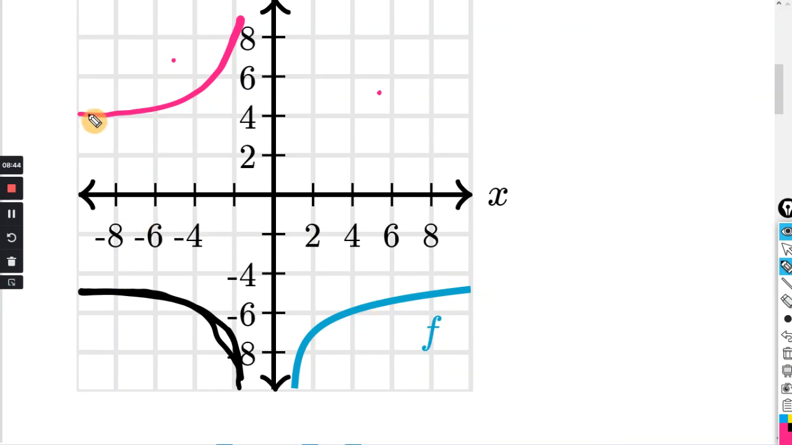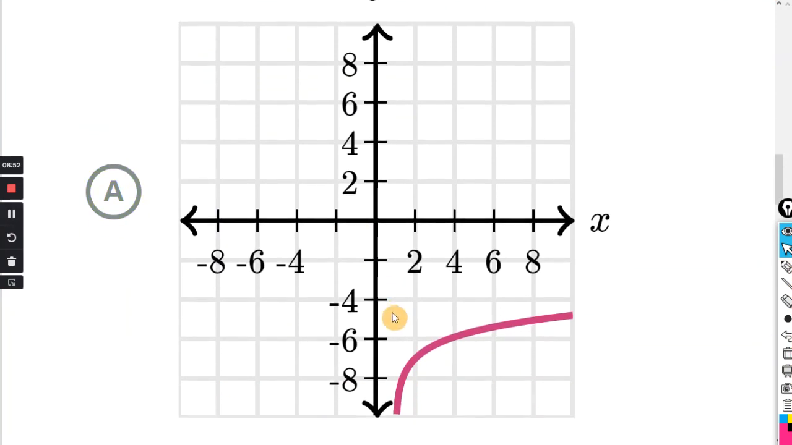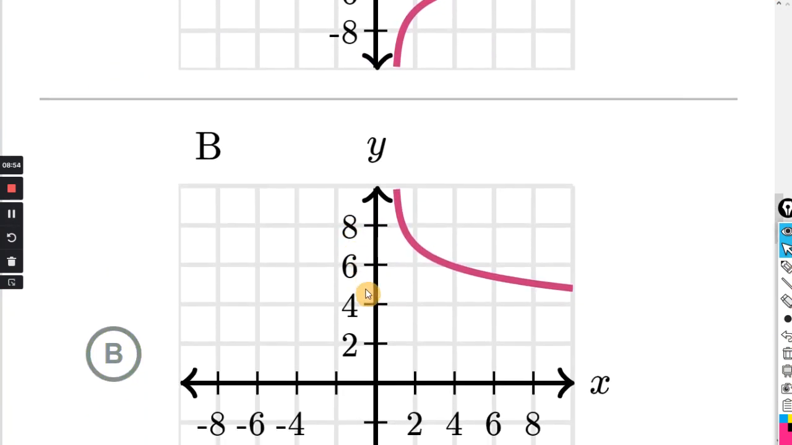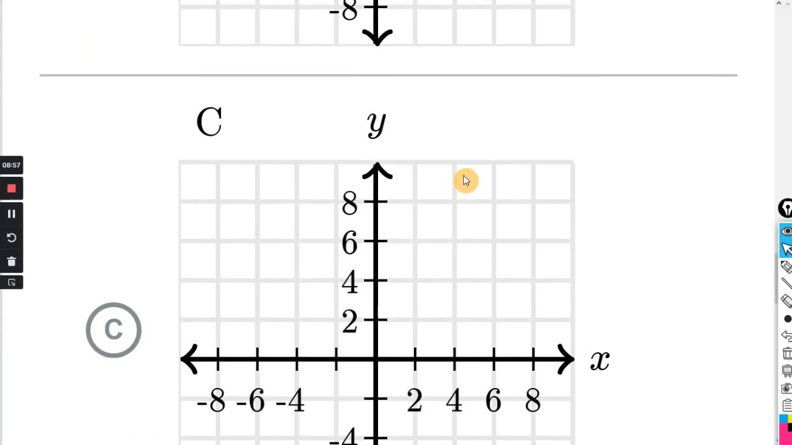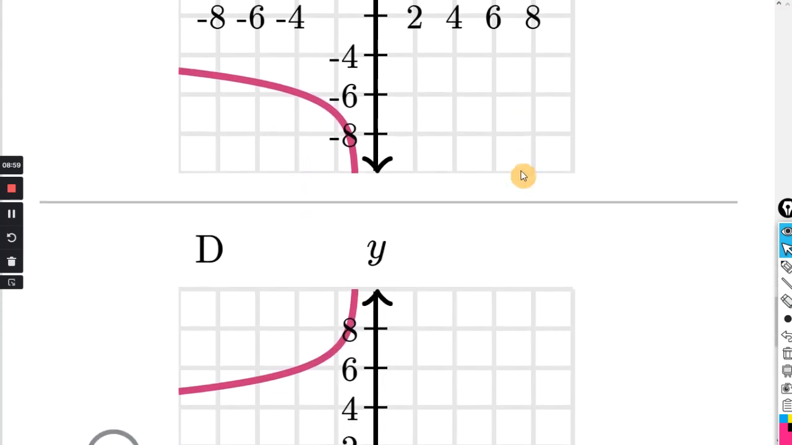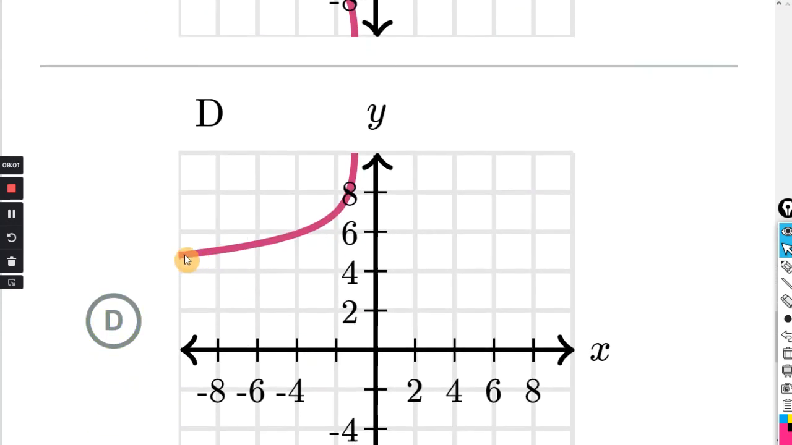So let's see. It starts at the bottom left and it goes up to the right, but it's in the second quadrant. It's not A, and it's not B, and it's not C, and it is D. Like we said, bottom left, top right, so it's answer D.